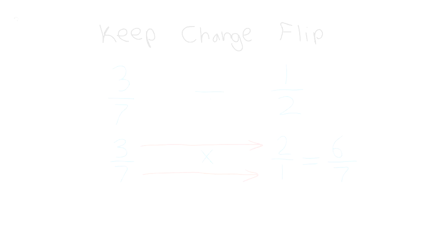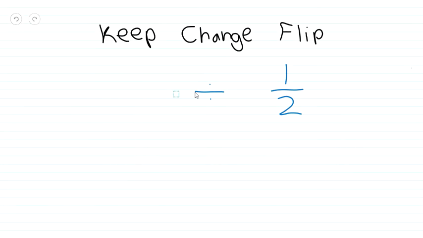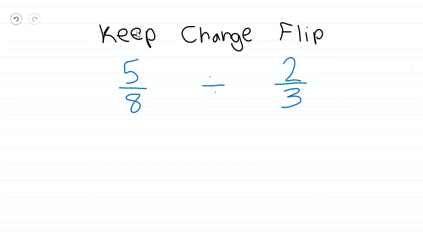Let's do another example. Let's erase this. Another example could be, let's say, 5/8 divided by 2/3. Let's make it a little more complicated. So again, you keep the first fraction the same, you change from division to multiplication, and you flip this fraction, which is 2/3, and it becomes 3/2.